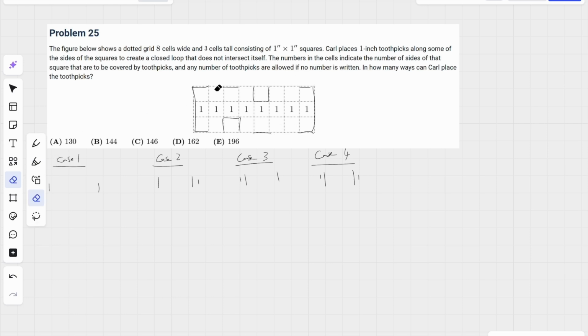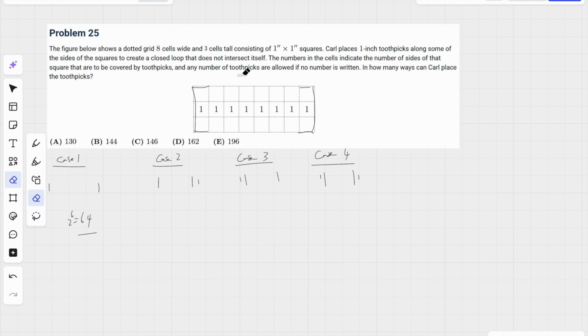And of course, if two of them are adjacent, we can just do like this. So now, there are 6 options. And with each option, we have two choices. So there are 2 to the 6 equals 64 ways for case 1.